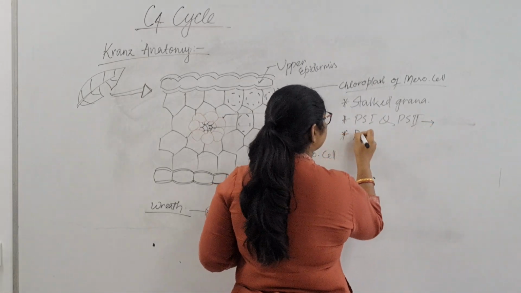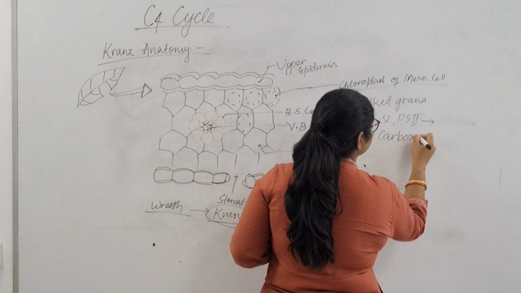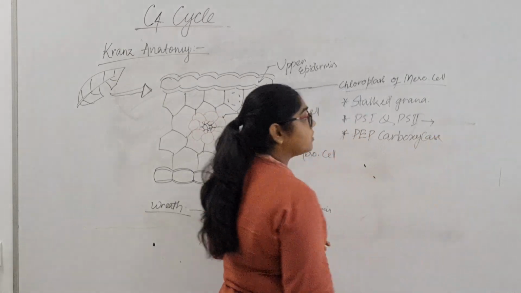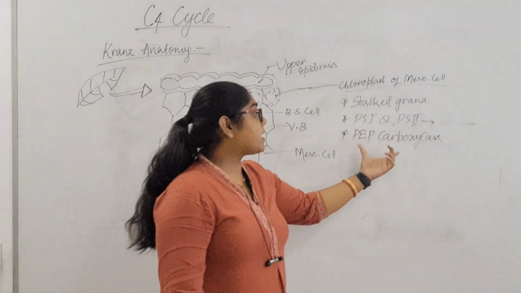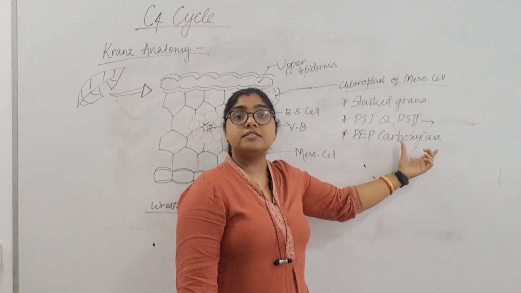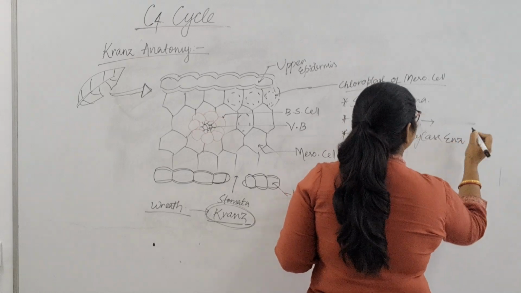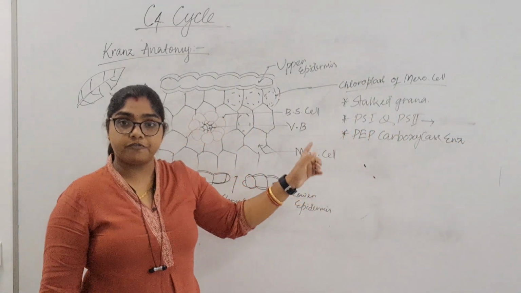So only PEP carboxylase enzyme is present. Here this PEP carboxylase means it only does the carboxylation process. So here only PEP carboxylase is present in mesophyll cell.